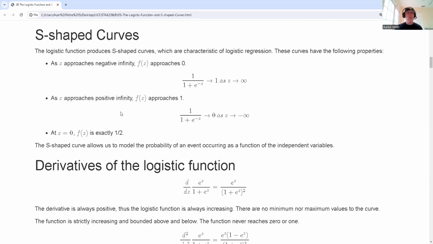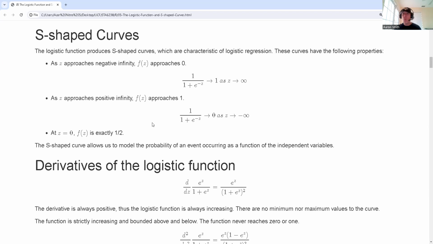All right, so as z goes to negative infinity, that curve goes to 0. It's always greater than 0, but still gets close to it. And as z goes to positive infinity, f is going to approach 1. I flipped these; this should go with that. So here, as z approaches negative infinity, f goes to 0. As z goes to positive infinity, f goes to 1.